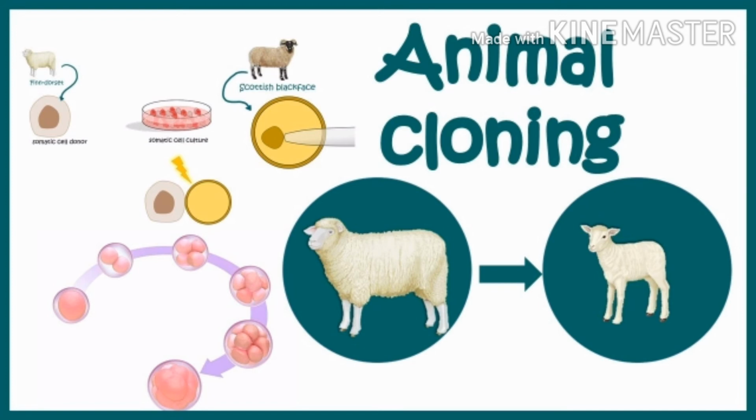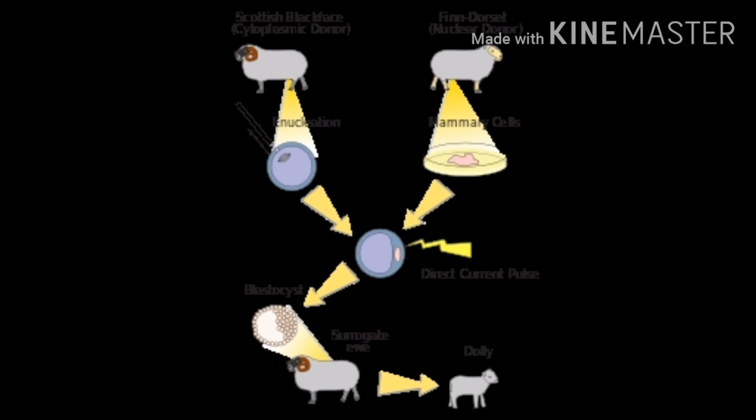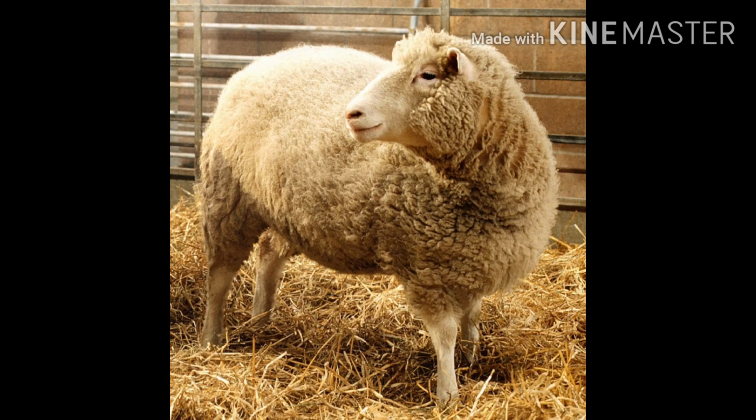In this technique, there is no need of sperm to produce a new organism. A clone can be produced by fusion of a nucleus of somatic cell with the enucleated ovum of any body. A sheep, Dolly, was born in Scotland by cloning technique on 5th July 1996.